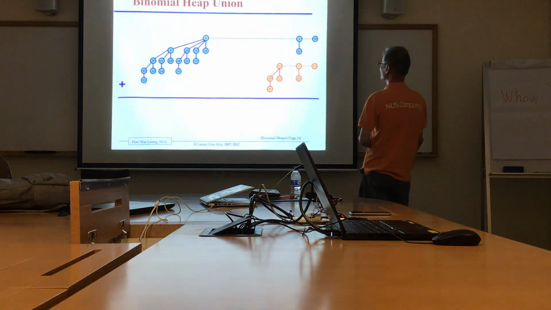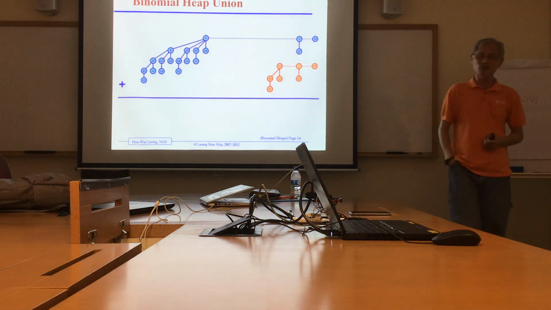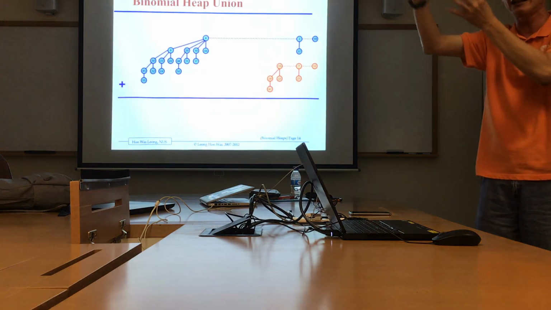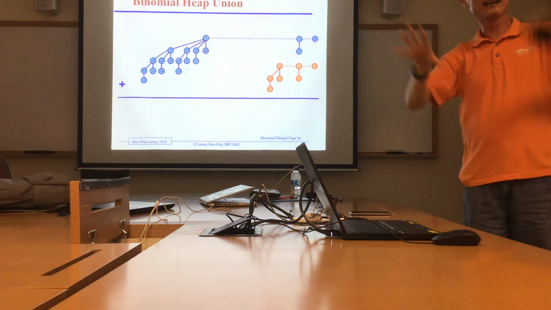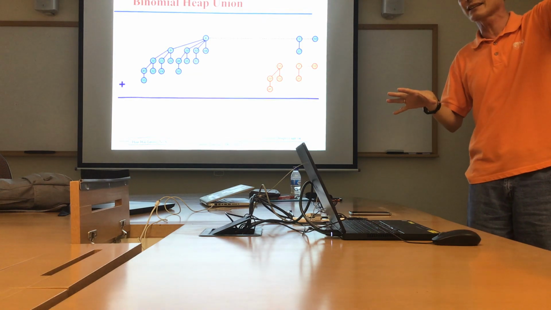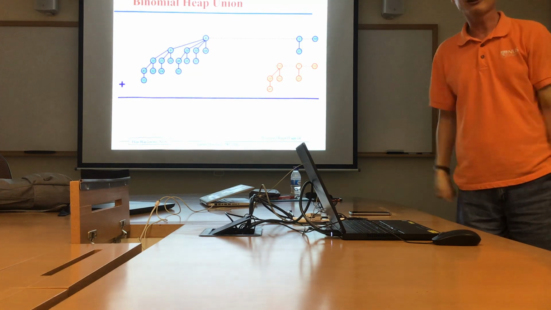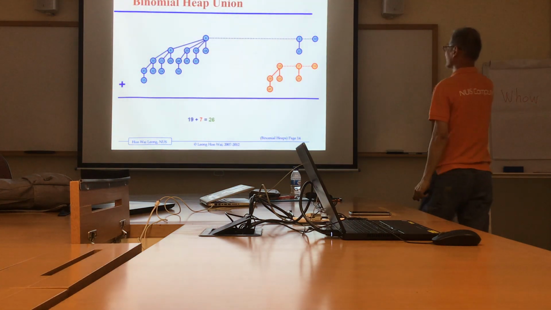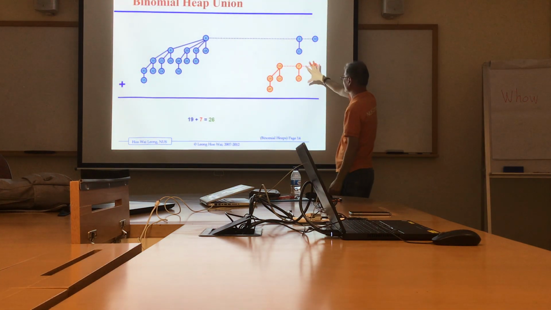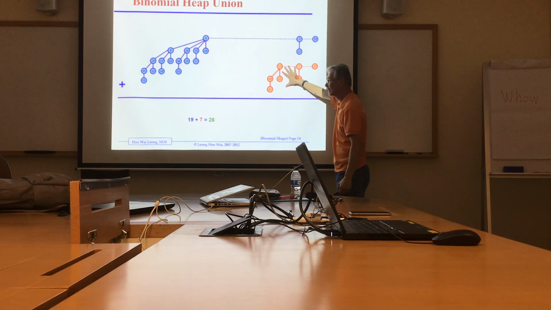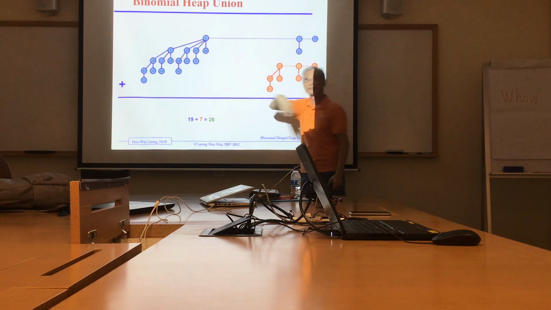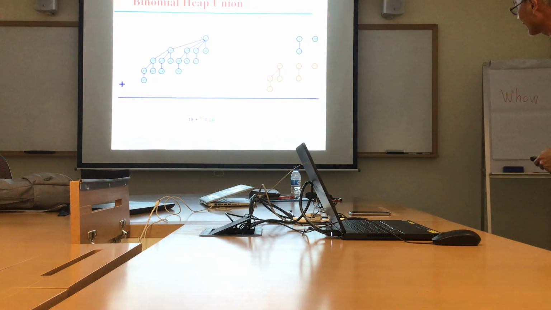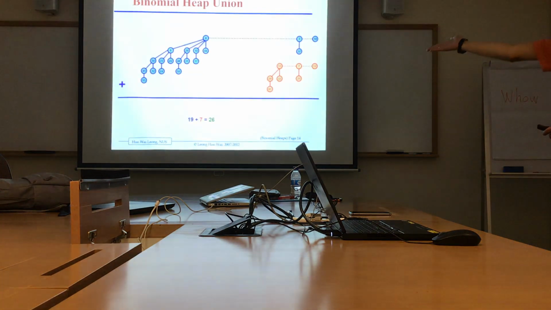So that is to link only one binomial tree and another binomial tree. If I give you a heap of size n and a heap of size m, how do we combine them together? This is what you do. Suppose I have this binomial heap, and this binomial heap of different sizes, then the beauty of this thing is it is actually the same thing as binary addition.